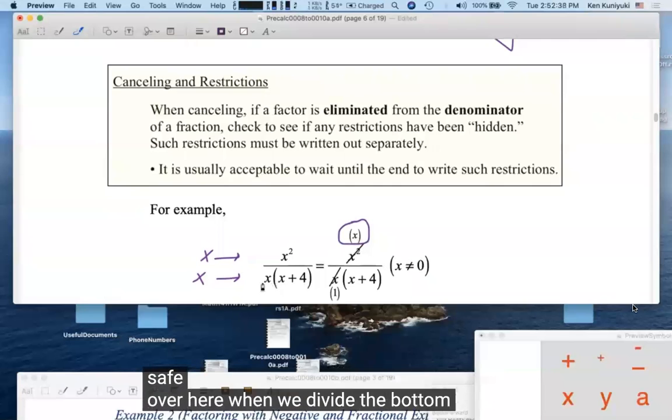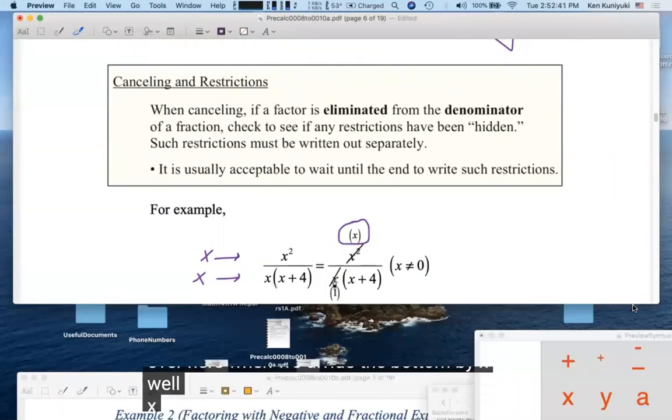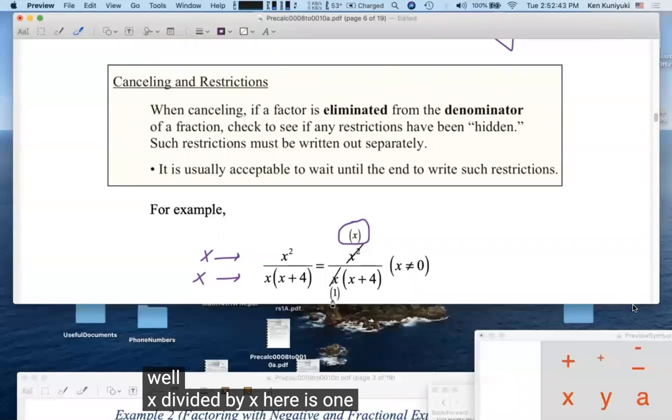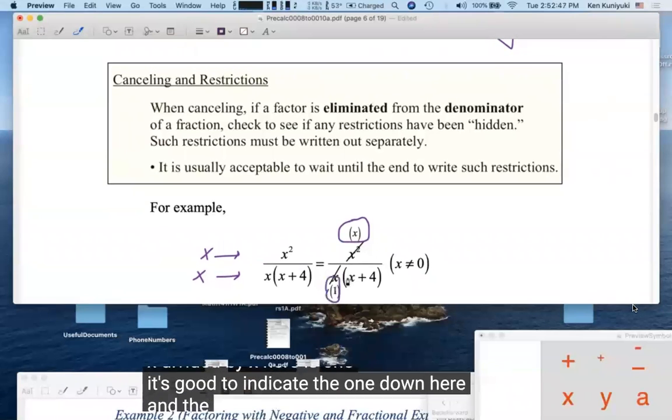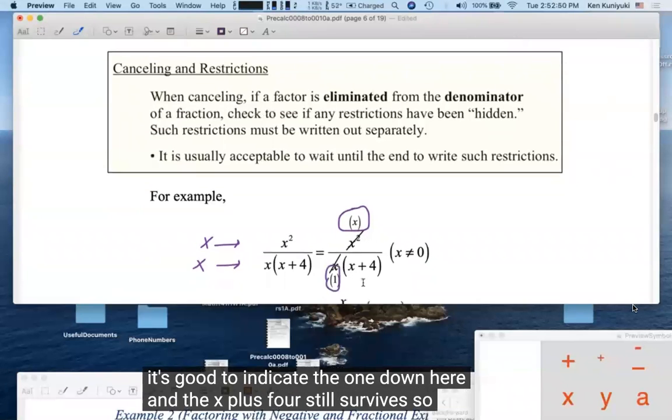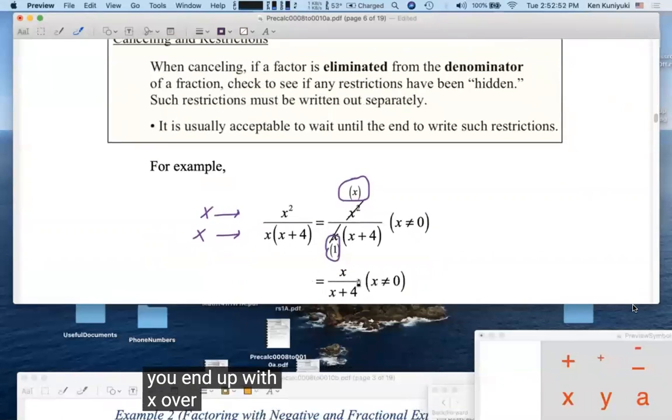Over here, when we divide the bottom by x, well, x divided by x here is 1. It's good to indicate the 1 down here. And the x plus 4 still survives. So you end up with x over x plus 4.